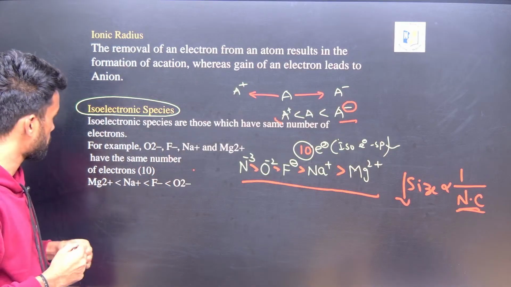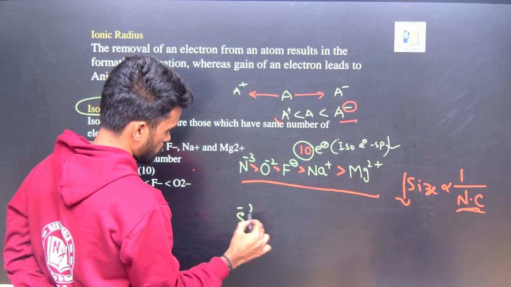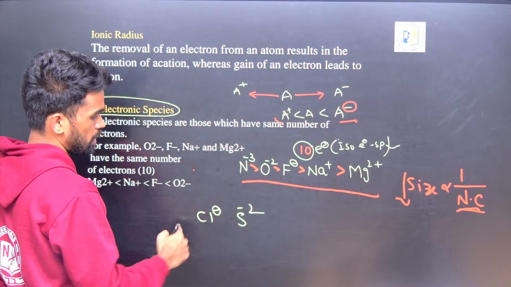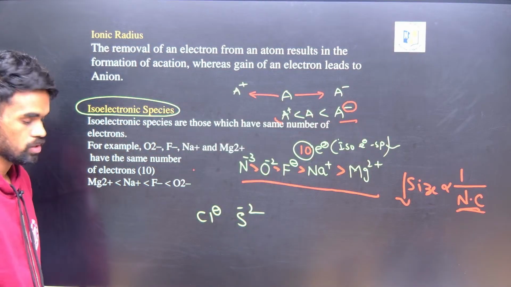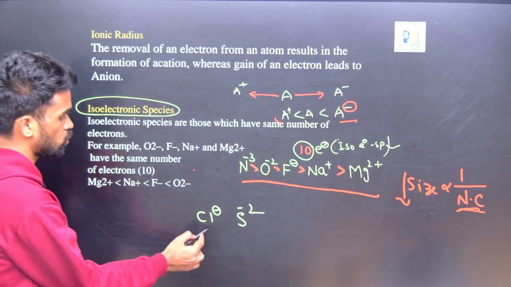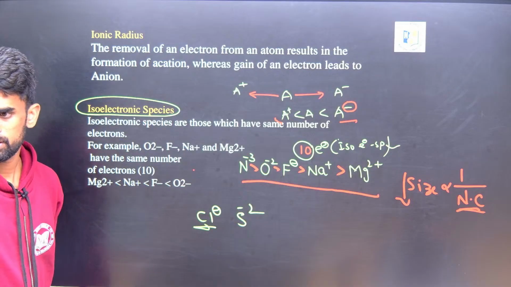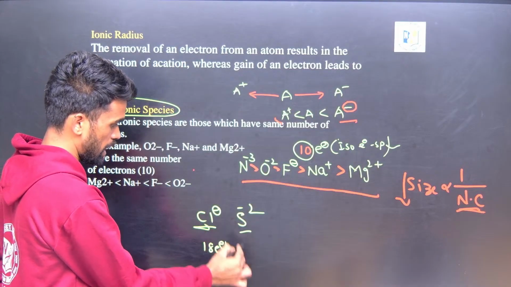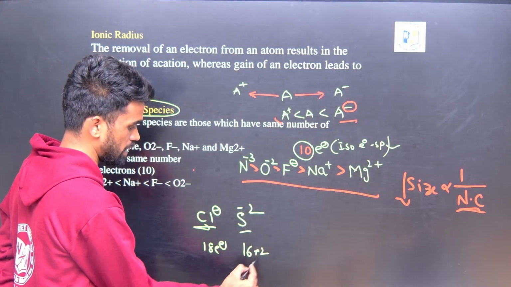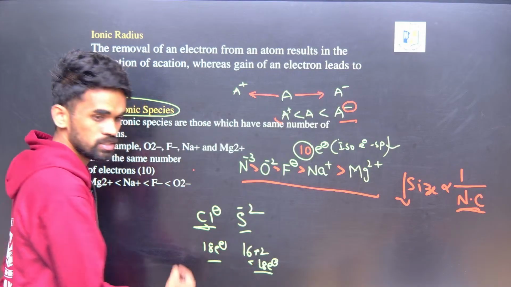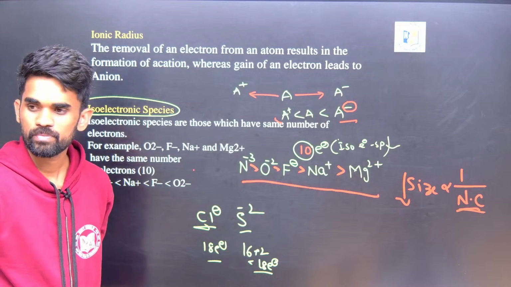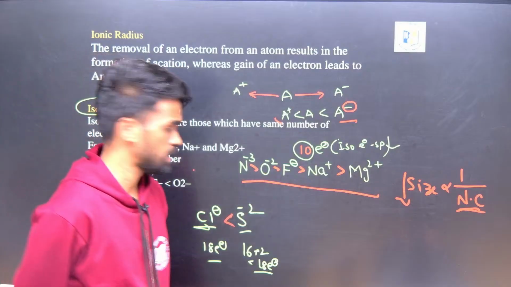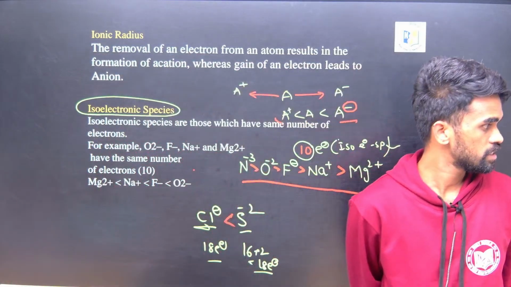Okay. So now, tell me in this case, S2 minus is larger than which one? What is the atomic number for chlorine? 17. One electron added, so 18 electrons here. Sulfur atomic number is 16. So minus 2 means 2 electrons added, here also 18. Both have the same electrons, isoelectronic species. Now tell me. Sulfide ion is larger in size than chloride ion. Okay, so write these things. We'll discuss further.